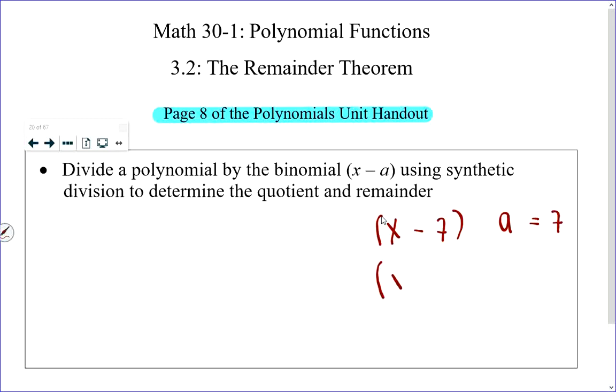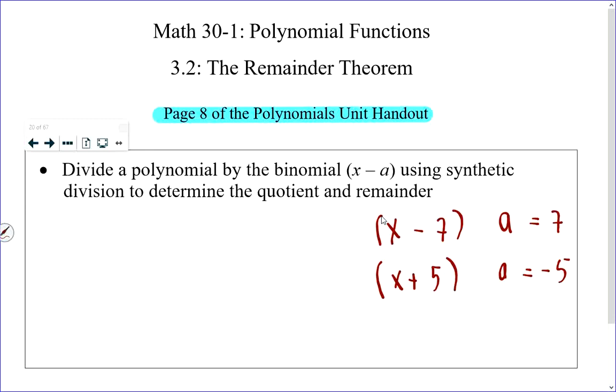If we're talking about x plus 5, that is a binomial of that form, and A is equal to negative 5. Are you with me on that pattern? That algebraic substitution of A into x minus A. Okay, I want to point out to you that very often, rather than saying A is 7, I will say the 0 of the binomial is 7.